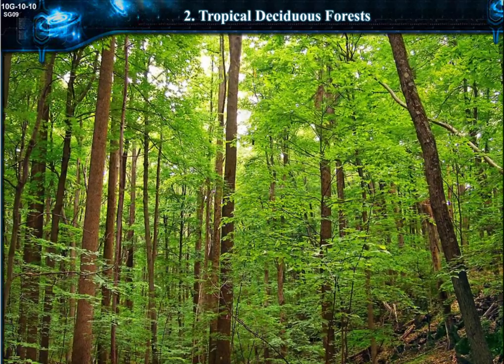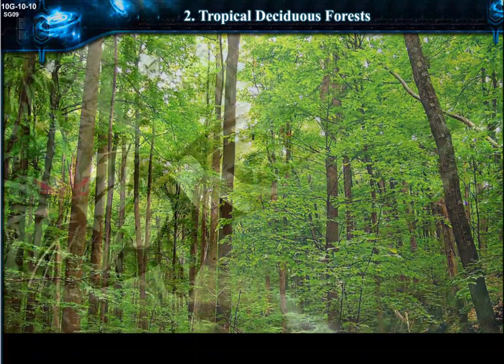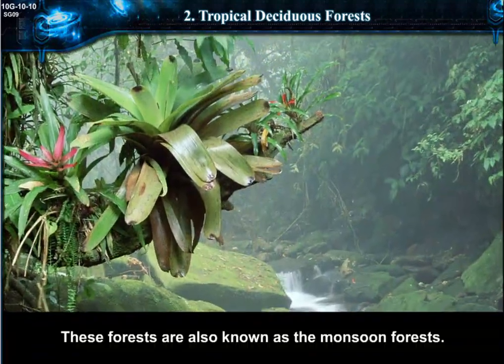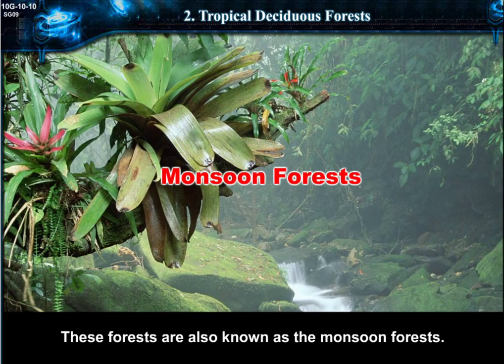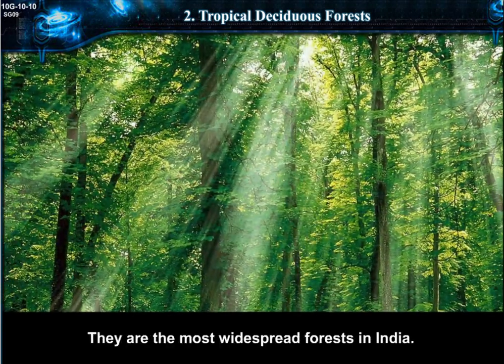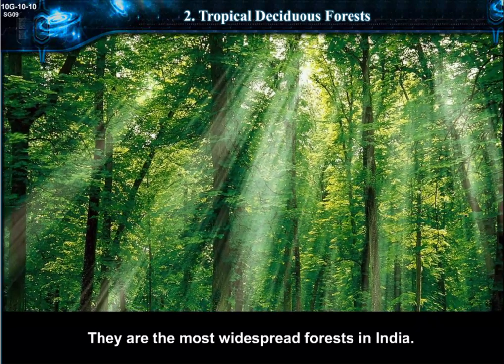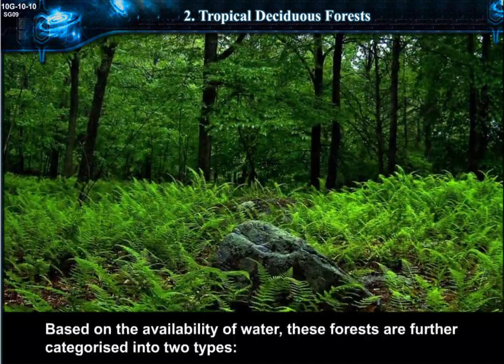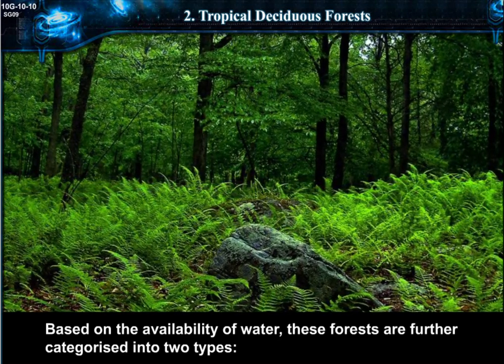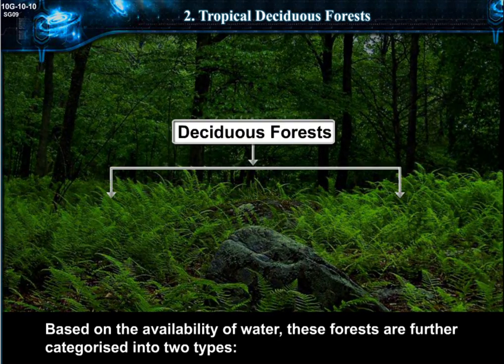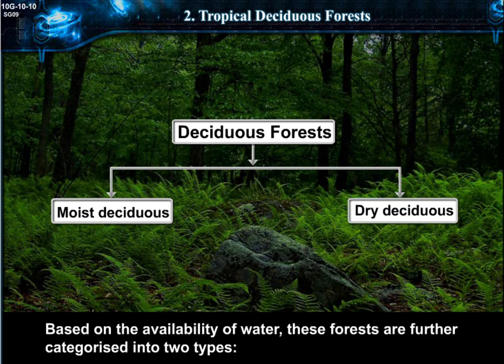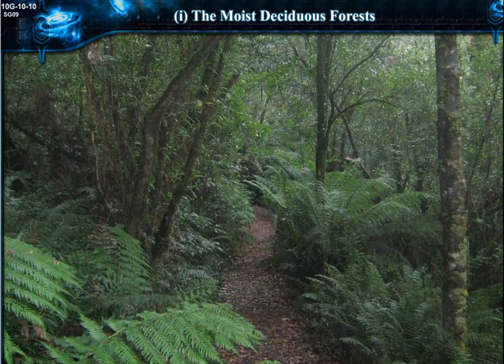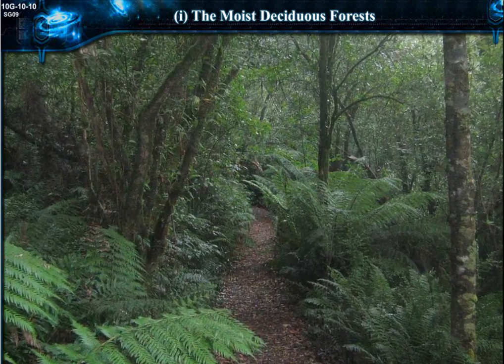2. Tropical deciduous forests. These forests are also known as the monsoon forests. They are the most widespread forests in India. Based on the availability of water, these forests are further categorized into 2 types. First, the moist deciduous forests, and second, the dry deciduous forests. So first, let's see the moist deciduous forests.